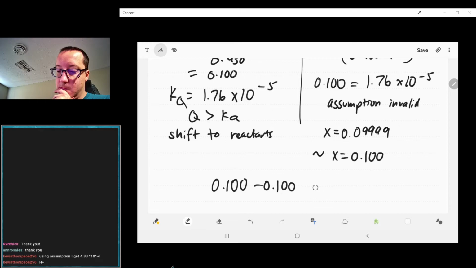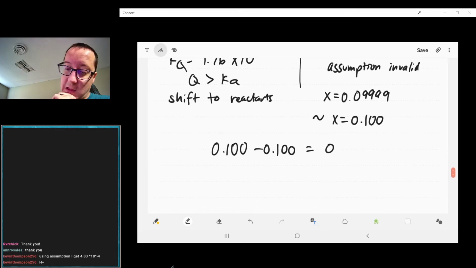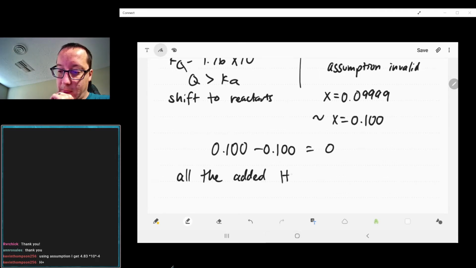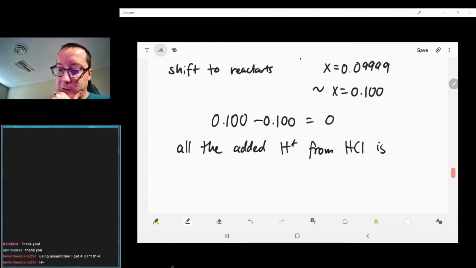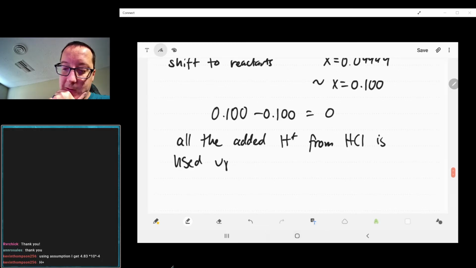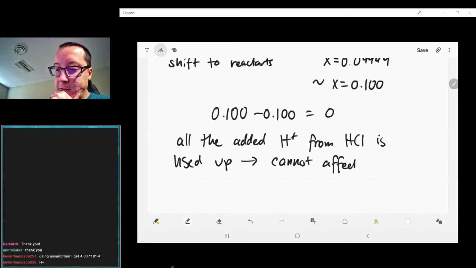So, what does this mean? It means that all the added H plus from the HCl is used up, and therefore it cannot affect the pH, or it's going to be a very minor change in the pH.